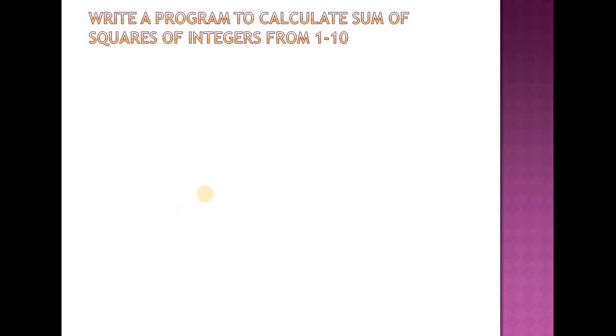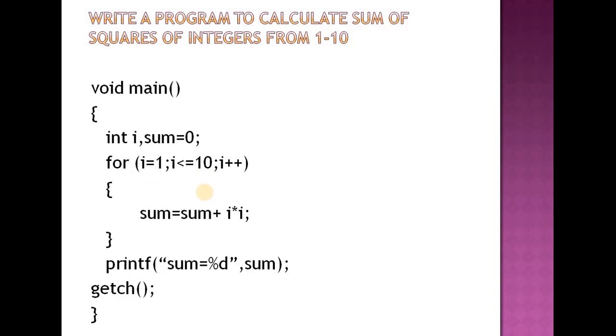Write a program to calculate sum of squares of integers from 1 to 10. So here we have taken two variables, I and sum. I is the control variable which is going to control the for statement. So in this case now we are going to calculate the squares of all the numbers from 1 to 10, and we are also going to add them. Okay, so initially I is equal to 1. Is 1 less than or equal to 10? Yes, true. Enter this curly bracket.